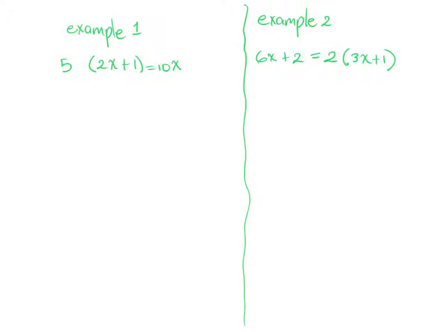Okay, so let's start off with example 1. And in example 1, we have parentheses, so we have to go ahead and simplify the left side of that equation before we start to move things around. So we're going to multiply the 5 by 2x and multiply the 5 by 1. That's our distributive property. So we get 10x when we multiply 5 by 2x, and we get plus 5 when we multiply 5 by 1, is equal to 10x. Now, some of you can already see what's going to happen here, but I'm going to just go ahead and finish it out just to humor you.